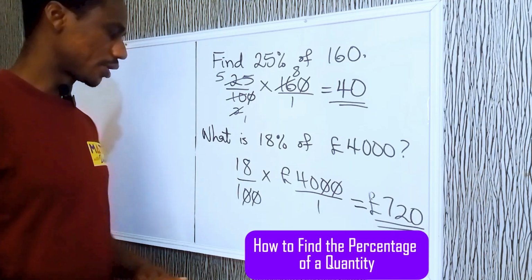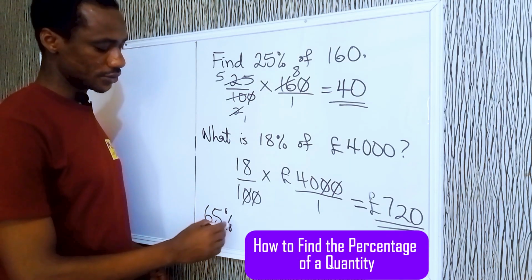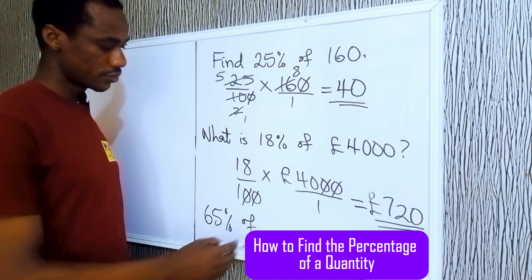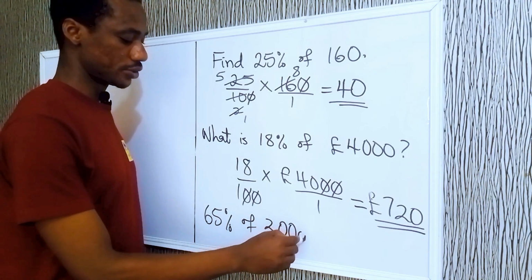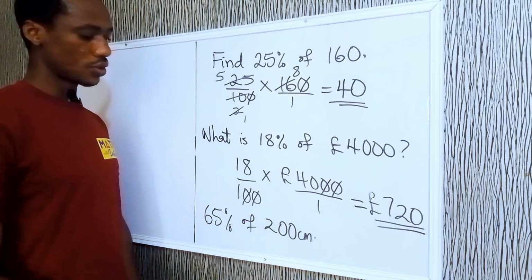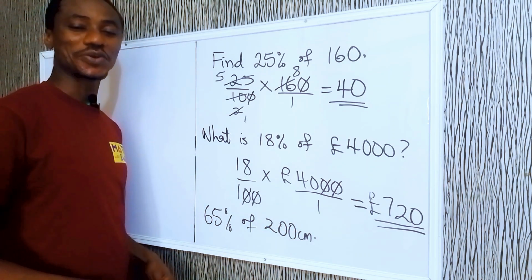Right? Okay. So tell me, what is 65% of 200 centimeters? Find 65% of 200 centimeters. Let me have the answer in the comment.